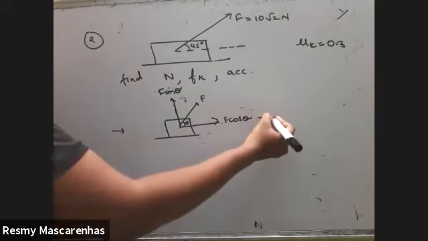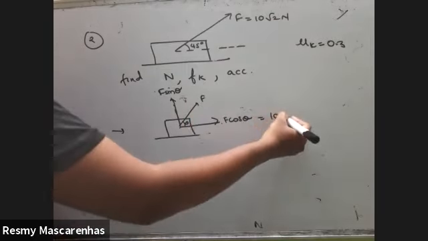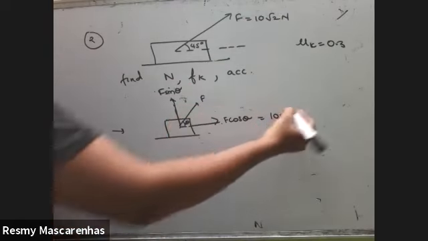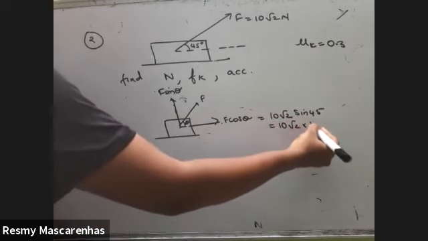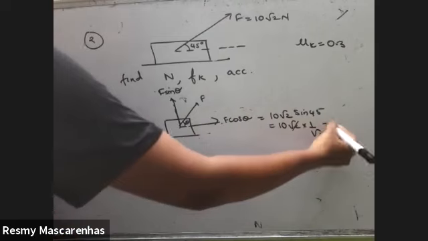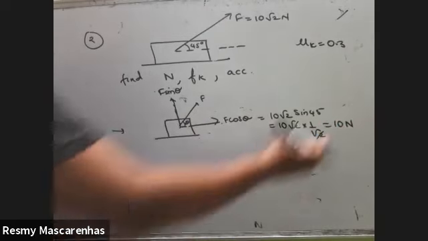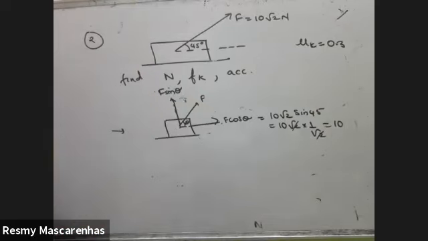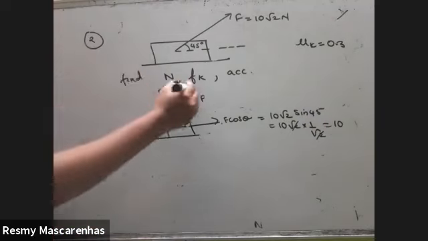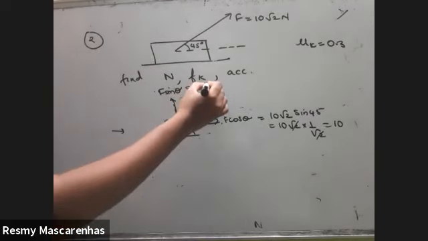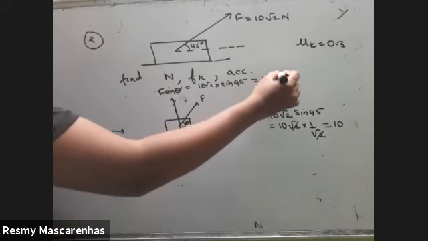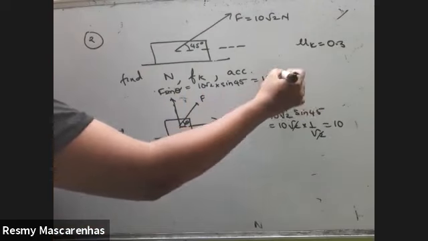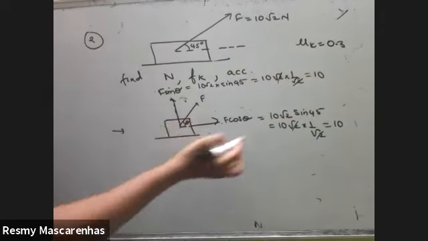To calculate that value, F is nothing but 10 root 2. So this is 45 degree. Cos 45 is nothing but 1 by root 2. This will give you 10. That is 10. Same way, calculate F sin theta. So this will be 10 root 2 into sin 45. Same answer here, because sin 45 is also 1 by root 2. So both are 10 newtons.